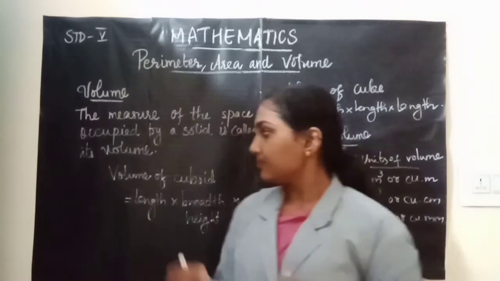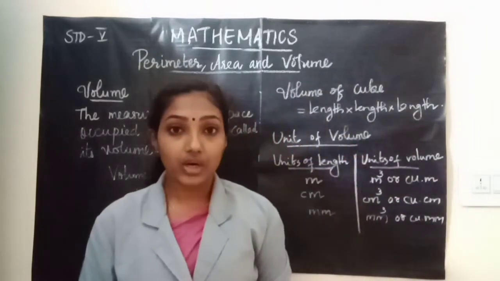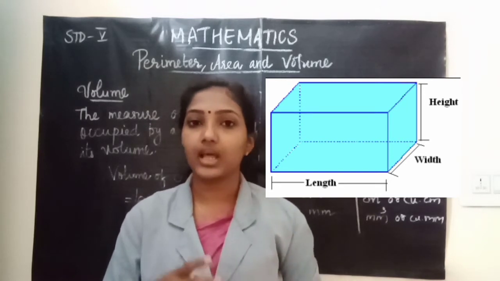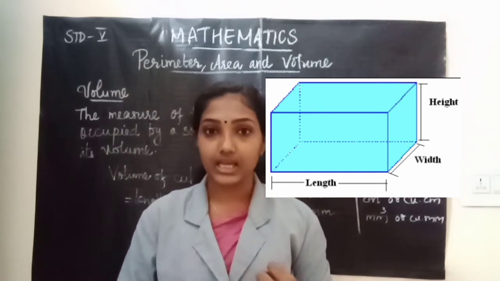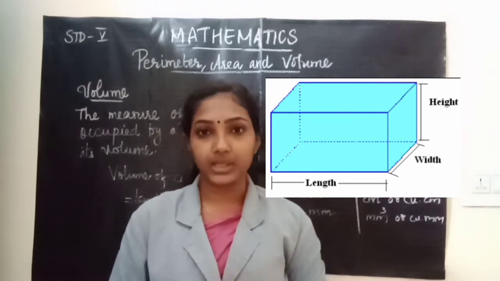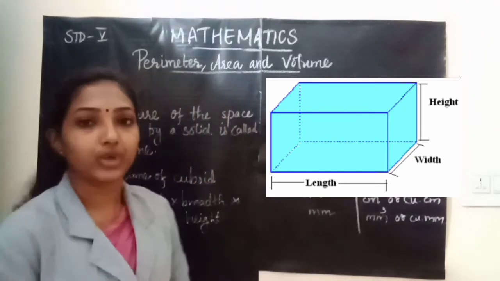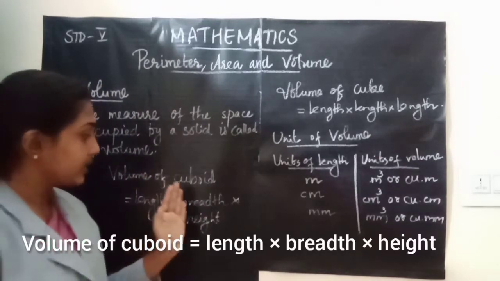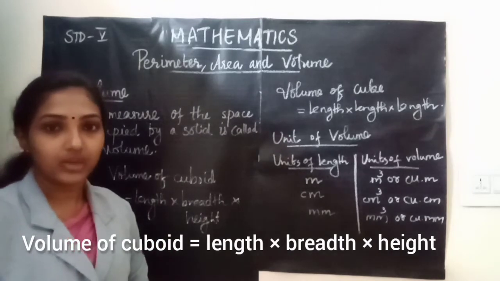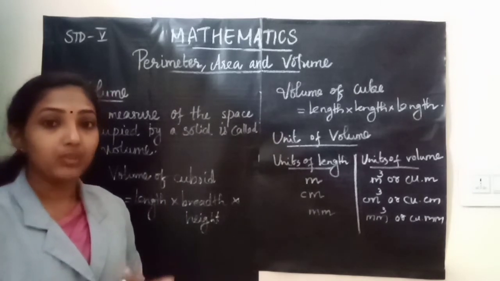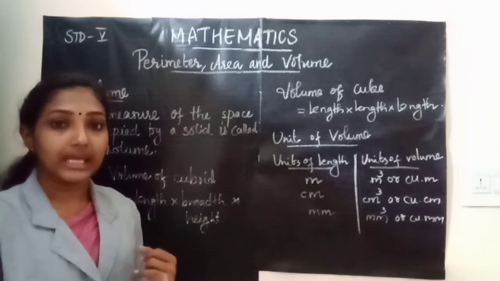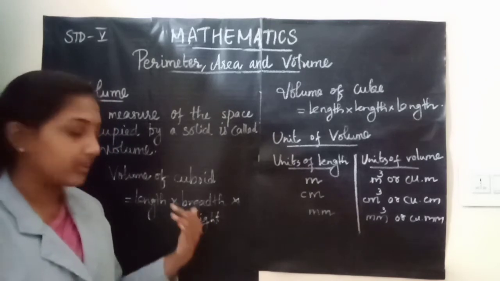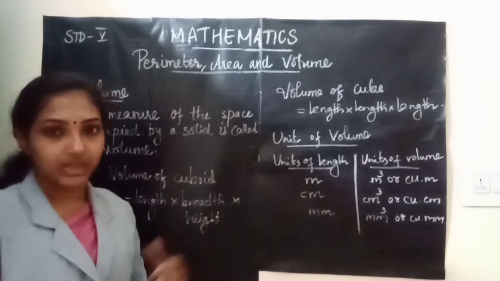Okay, so a cuboid is a solid shape or a three-dimensional shape which has length, breadth and also height. Three measurements we can see. And to find the volume of a cuboid, we have a formula: volume of a cuboid is equal to length into breadth into height. So a cuboid is a solid shape which has three measurements: length, breadth and height, and to find its volume, we have the formula length into breadth into height.